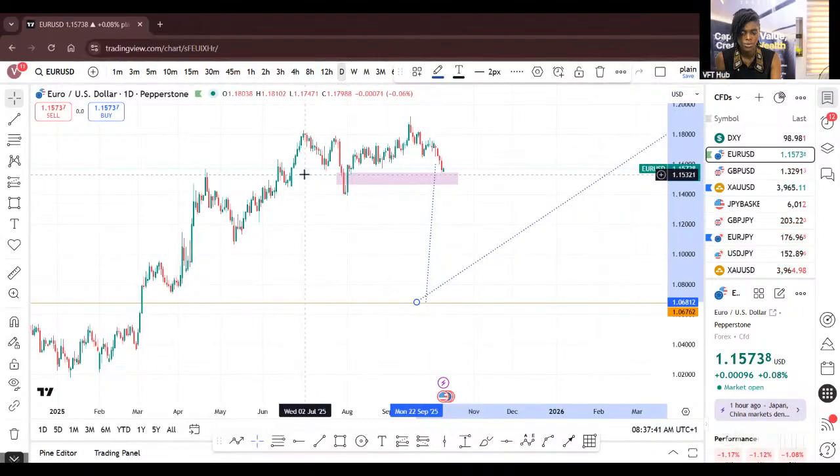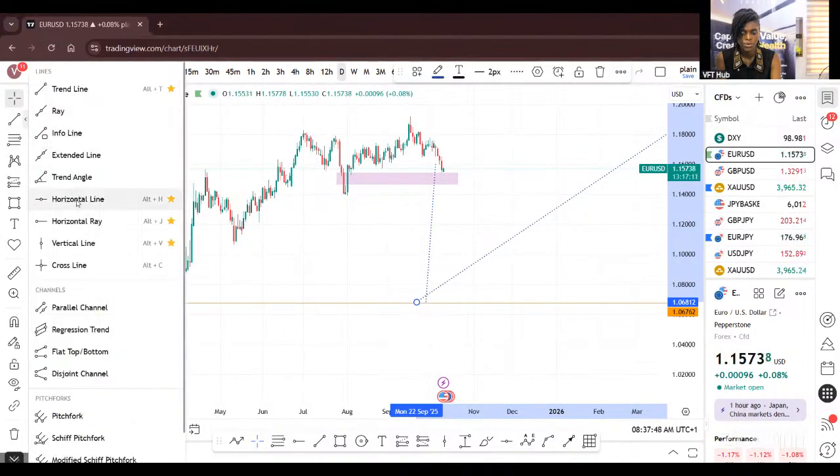Coming down to the daily time frame, right? This is what we've been seeing on the daily time frame.